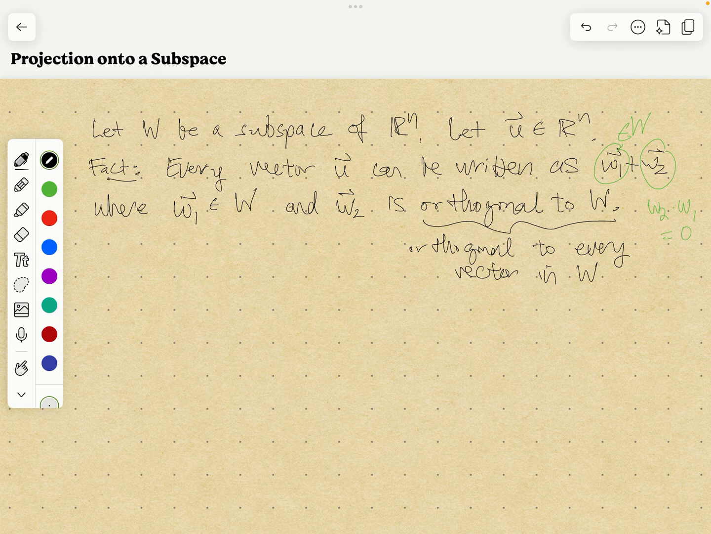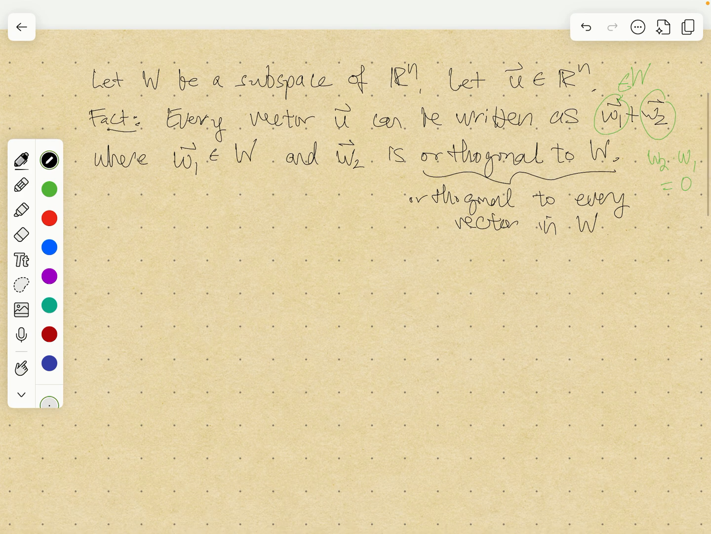And to get an idea of how this works, let's just do an example with R3. So the idea is to use what we did in the previous video, the same method.